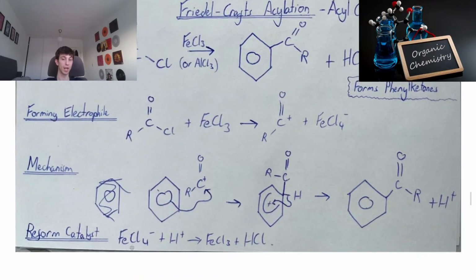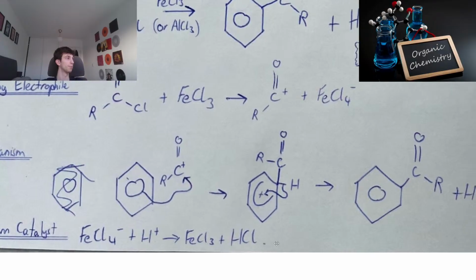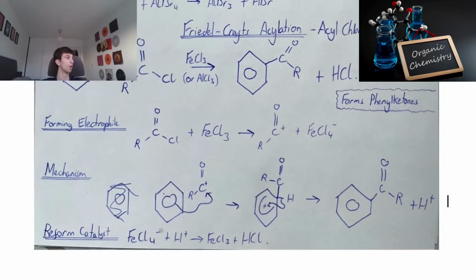So to reform that catalyst, we have our FeCl4 minus added to that H+. We reform that halogen carrier, FeCl3, and we get hydrogen chloride. Because we have a H+ reacting with one of these chlorines. It takes off that chlorine to reform the halogen carrier.